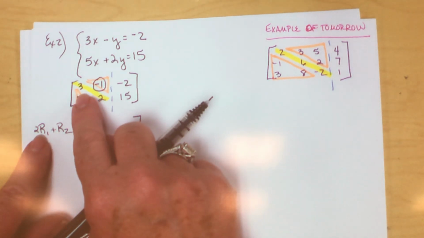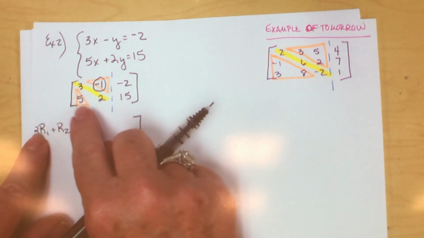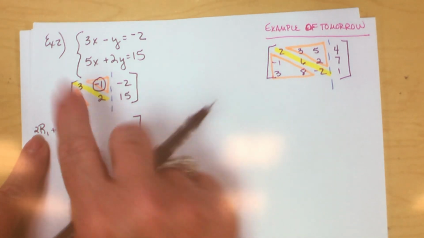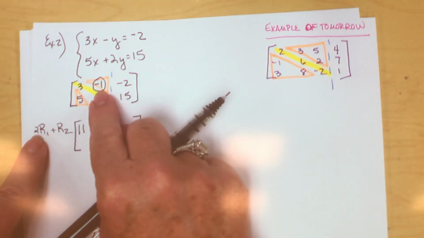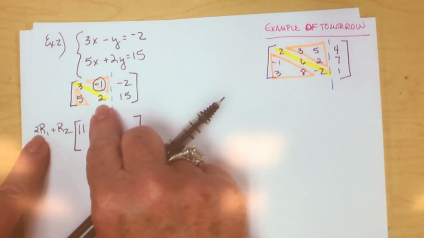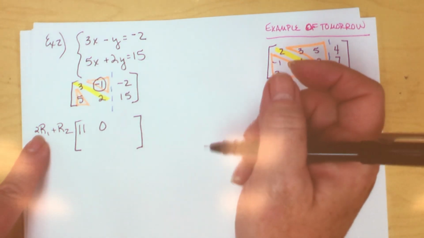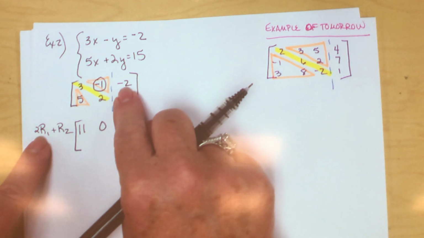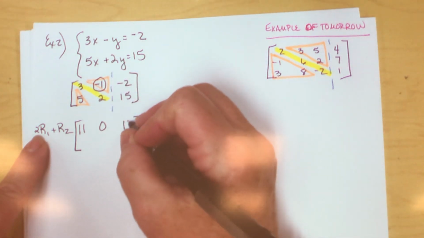All right? So, what do you get when you multiply? 3, 6 and 5 make what? 11. Okay? What do you get when you multiply? -3. -2 and 2 make 0. Okay? What do you get when you multiply? -4. -4 and 15 make 11.